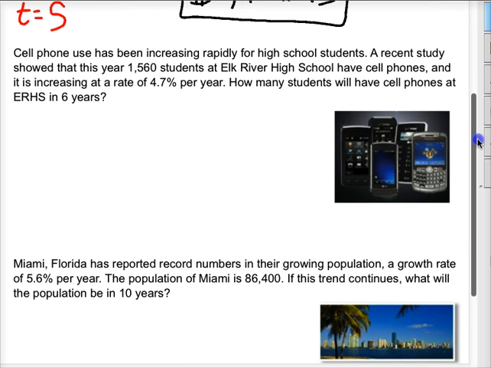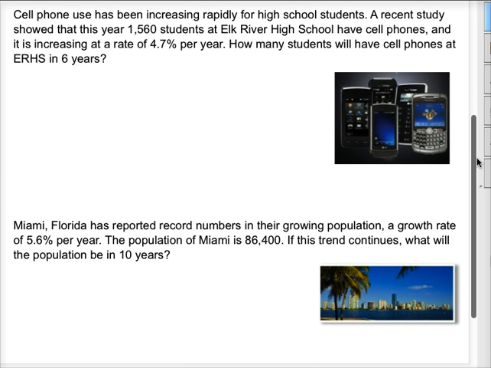So, let's look at our next one. Cell phone use has been increasing rapidly for high school students. A recent study showed that this year, 1,560 students at Elk River High School have cell phones, and it is increasing at a rate of 4.7% per year. How many students will have cell phones at Elk River High School in 6 years?